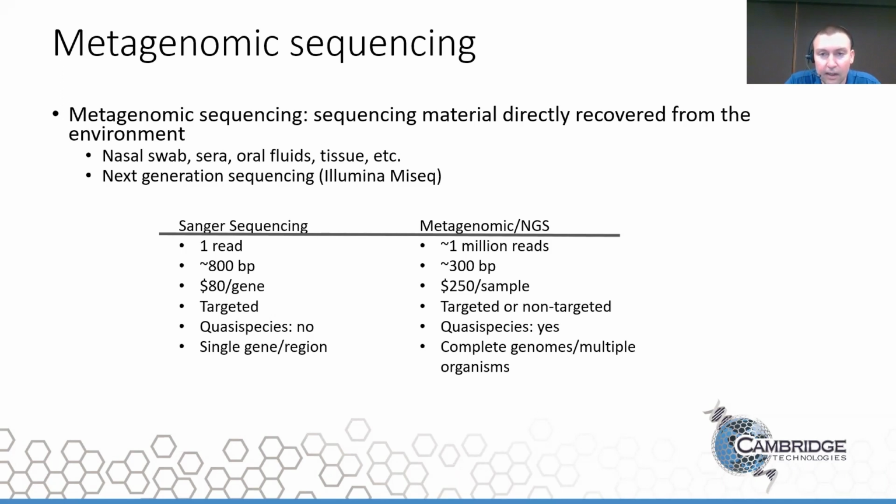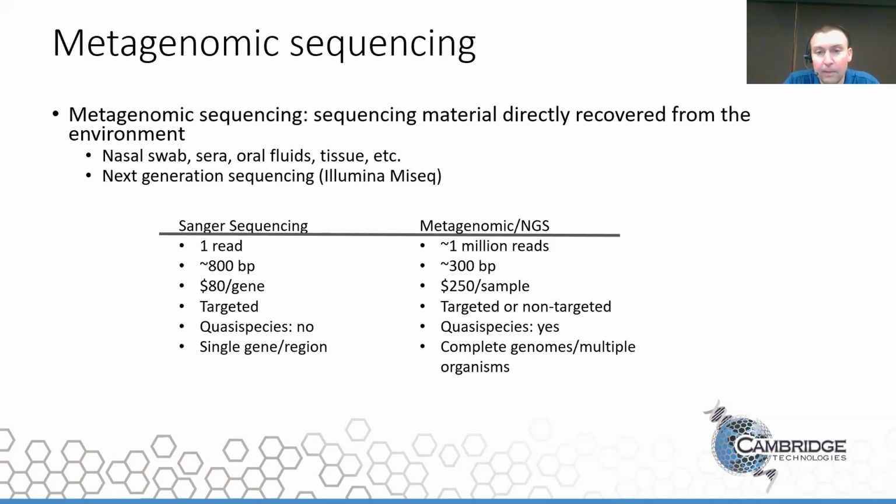Metagenomic sequencing uses next generation sequencing technology, and this is different because when we run a sample, we typically generate about 1 million reads. These are a little bit shorter than Sanger sequencing, being about 300 bases in length. However, we have 1 million of them. This technology is a little bit more expensive. We're charging $250 per sample. However, as compared to getting 800 bases, you're generating hundreds of millions of bases of sequence.